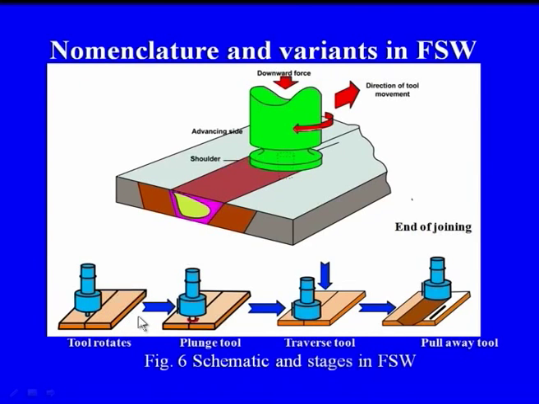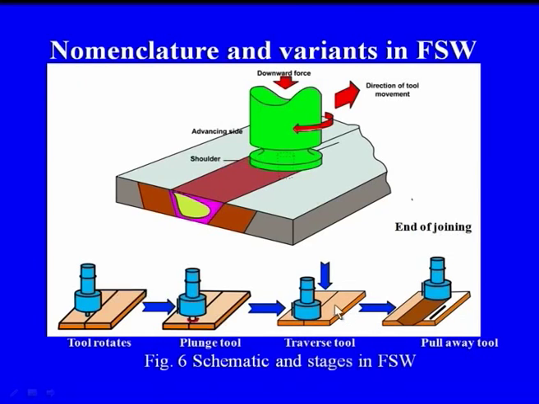So, this bottom diagram shows the sequence of events. First, put both the plates together, bring the tool near to this, then align this tool end point that I have already explained with that of the joint to be produced, apply pressure as well as rotation, and then move the tool from one end to the other end where the joint is to be produced.